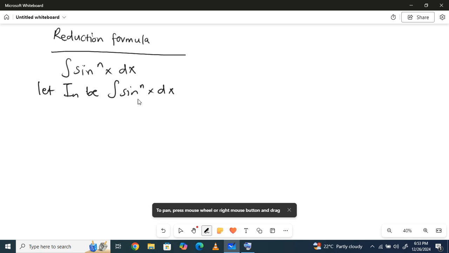Now we need to separate this function into two. We are going to have sine to power n minus 1 x times sine x dx. So we have two functions which, if we contract them, we get back to one function. And now we have our I subscript n to be the integral of sine x to power n.